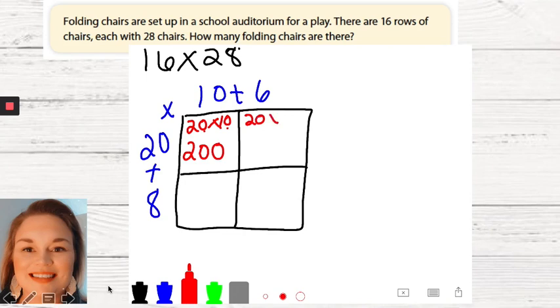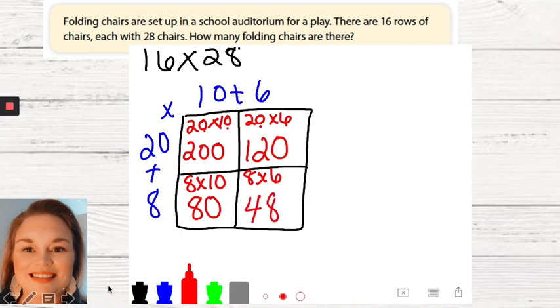Then you'll distribute the 20 times the 6, basic fact of 2 times 6, which is 12, and then you add the 0. Moving down to the next box, 8 times 10 is 80, and then 8 times 6 is 48. Now these are the partial products, and you will need to add these up to get the final product. I always tell my students to line them up evenly in their place values from greatest to least.